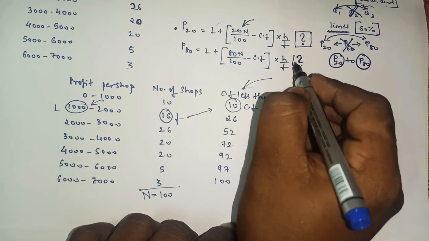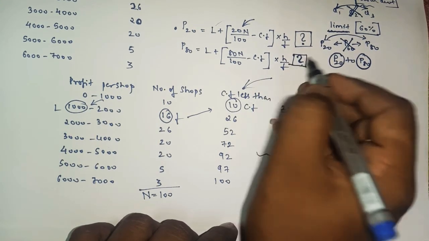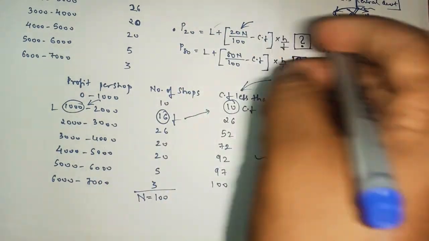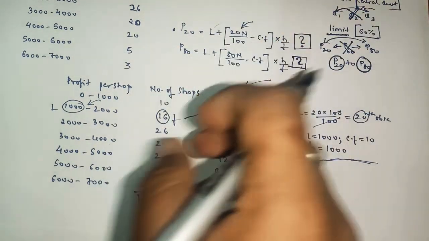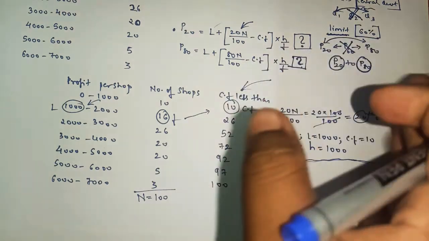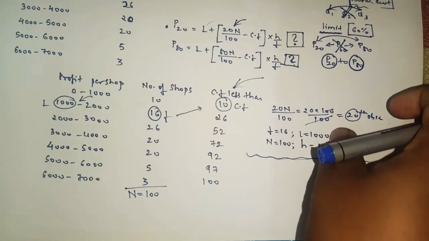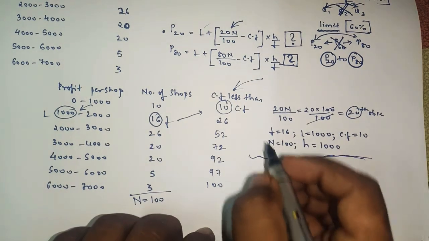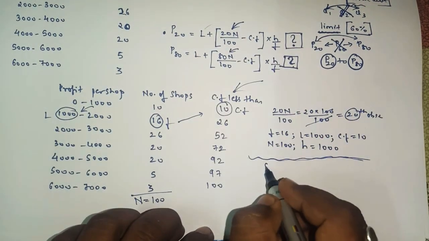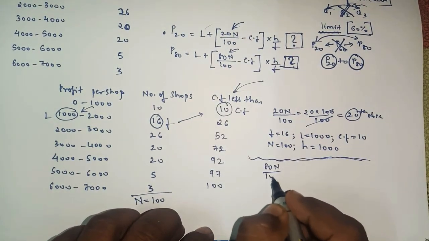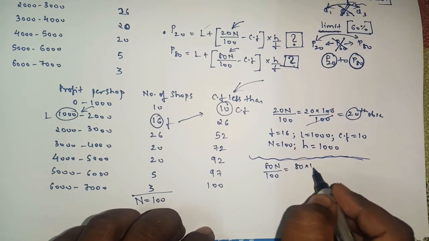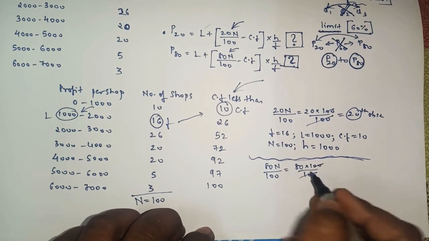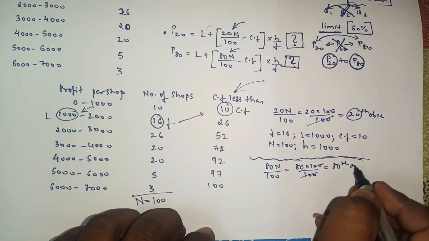What will be the remaining part? Just simply you have to substitute the value. Basic calculation, cancellation, cross multiplication and then division part, and then simply you have to check whether the answer is correct or not. So here also first we'll take the value of 80n upon 100. So 80 into 100 upon 100. So here you will get the 80th observation.